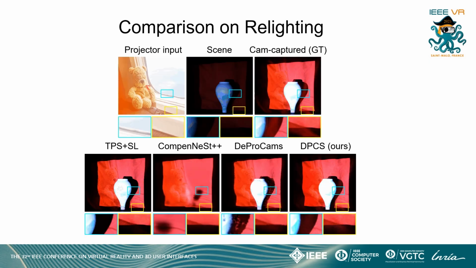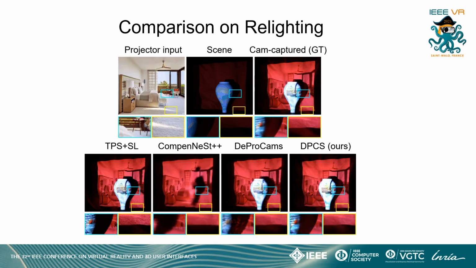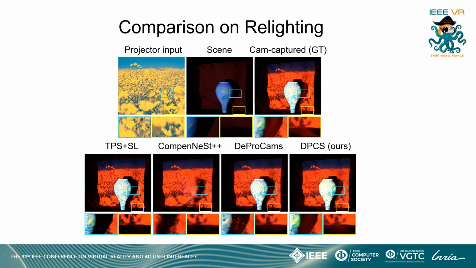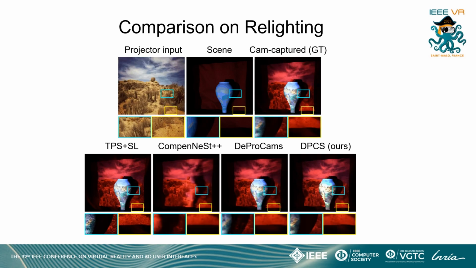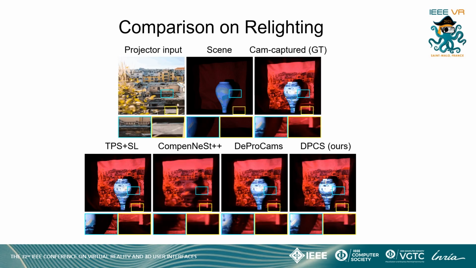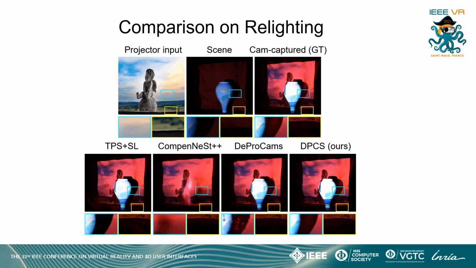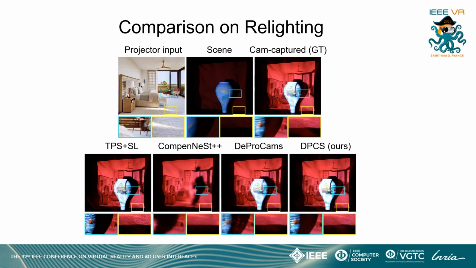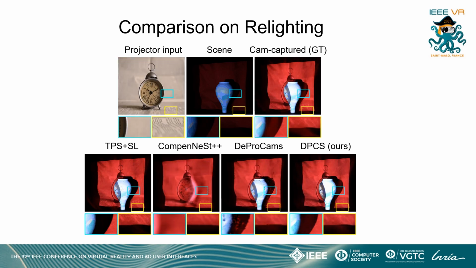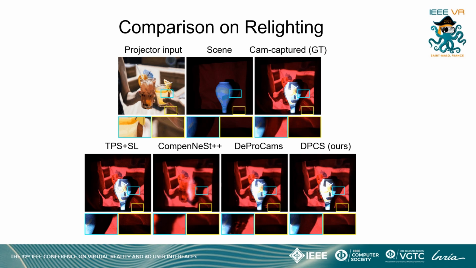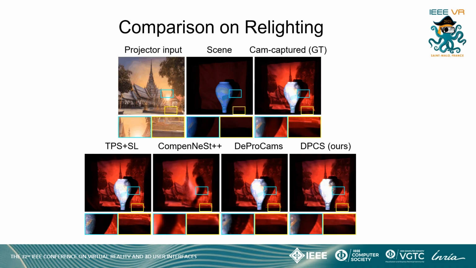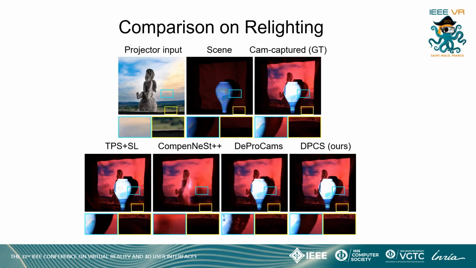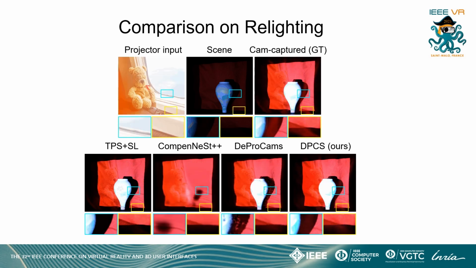We show the ProCams relighting comparison between the proposed DPCS, a pixel-wise method TPS plus SL, neural network-based methods ComponSD++, and the ProCams. In the first row, we show the projector input images, the scene, and the camera-captured images as ground truth. In the bottom row, we have different method-inferred relighting results. Clearly, our DPCS outperforms the others in quality, especially for the indirect illumination area, where we present zoom-in patches.